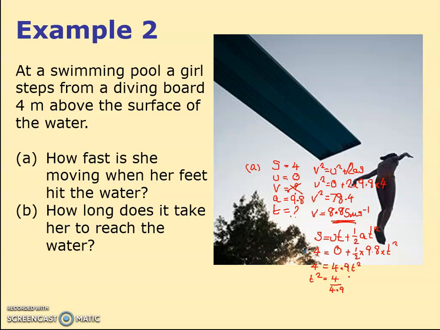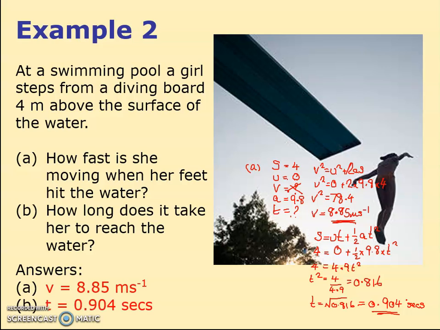I'm going to do it on my calculator. 4 divided by 4.9 is 0.816. Now, it's not exact, so don't round it too quickly. Just now use your calculator to find the square root of 0.816. So square root of the right answer is 0.904 to 3 significant figures, and this is seconds. So let's see if my answers agree with that. Answers 8.85 I got, 0.904 seconds. Perfect. So nice little question so far.